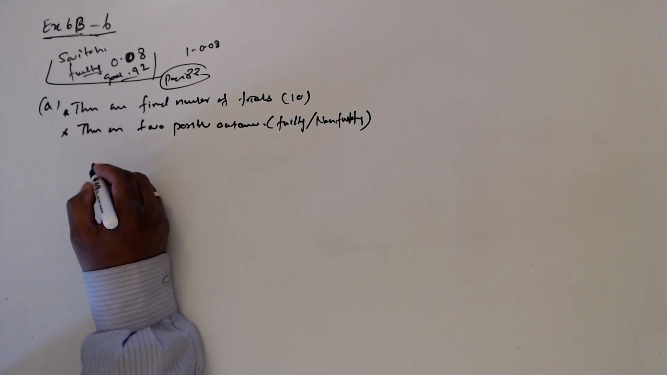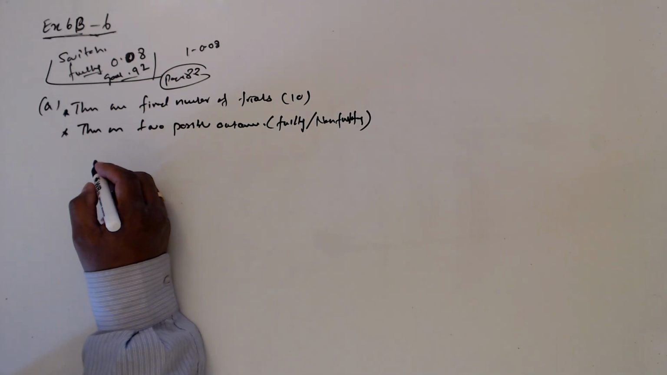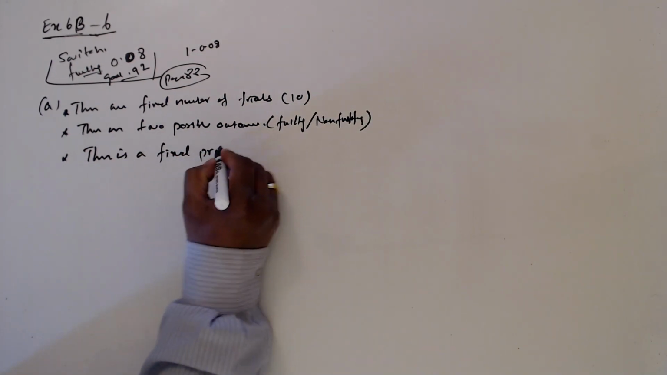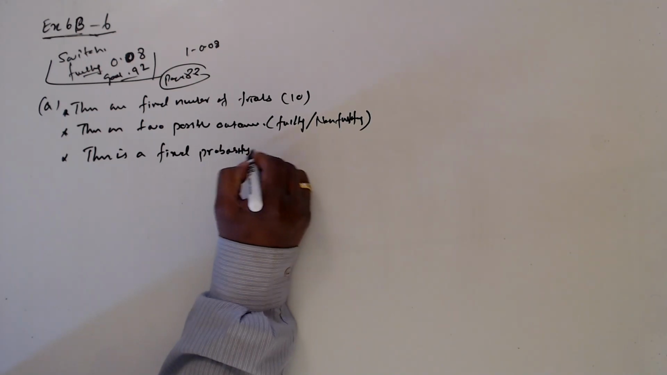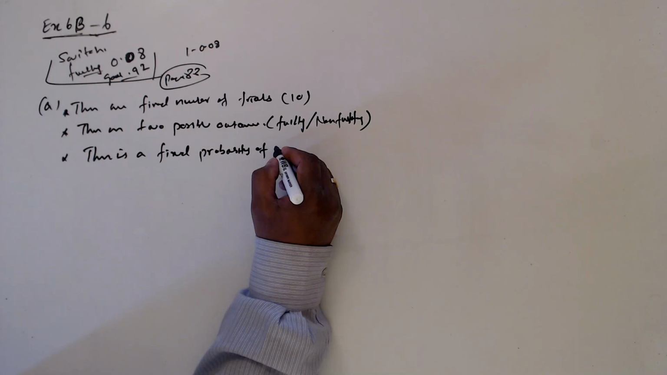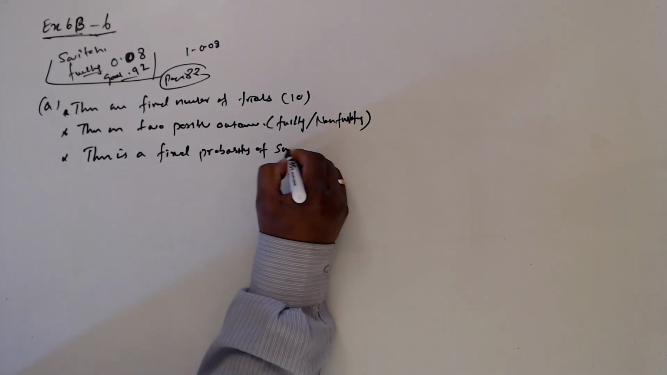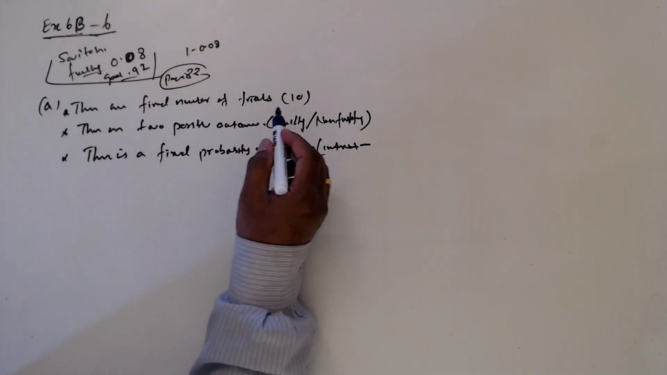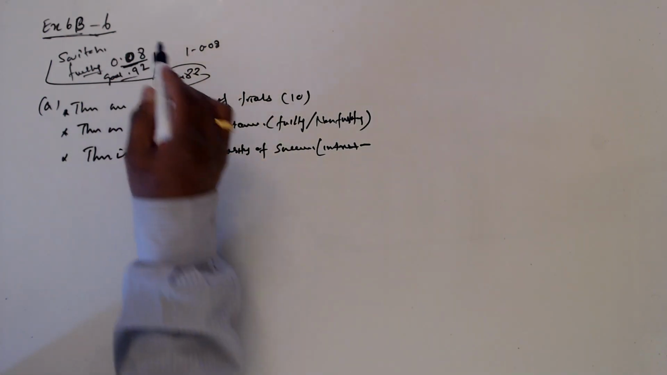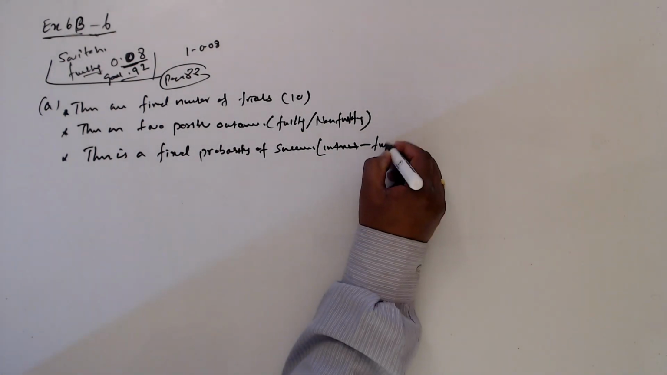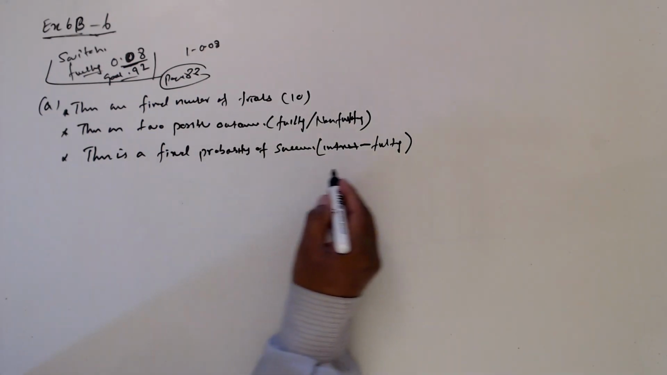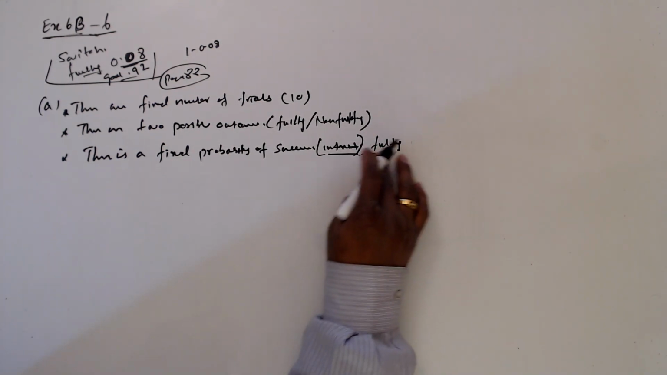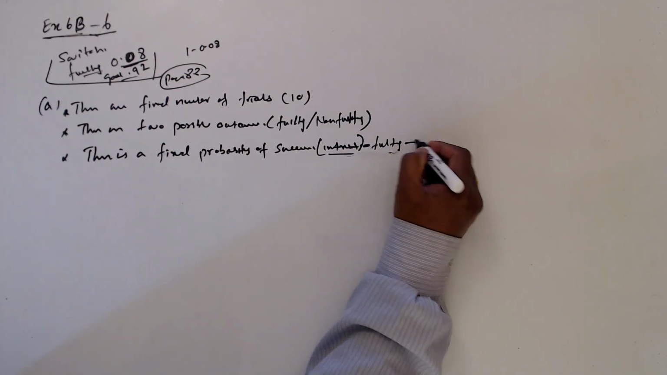Then, there is a fixed probability of success. Is there a fixed probability of success? Yes. There is a fixed probability of the success. Success here means our interest. What is our interest? It is the given probability, faulty. There is a fixed probability for success, our interest, which is faulty, which is 0.08.